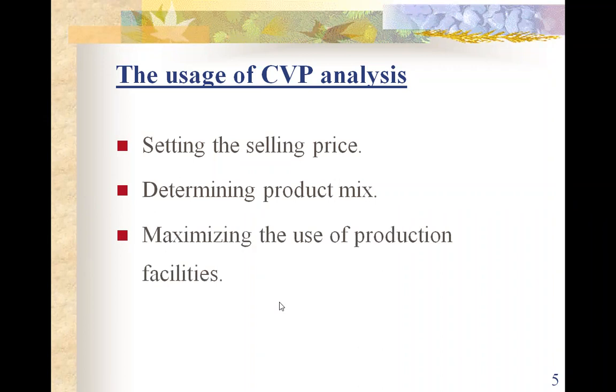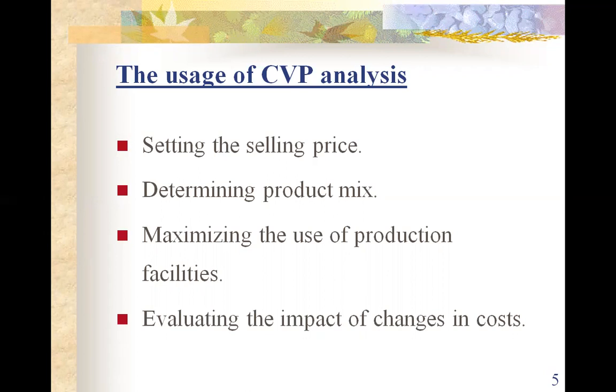And next, maximize the use of production facility. For the CBP analysis, we can maximize the use of production facilities. আমরা অ্যাকচুয়ালি এই CBP analysis এর মাধ্যমে জানবো যে কোন পজিশনে গেলে বা কতটুকু সেল করলে আমাদের কোনো প্রফিট হবে না, কোনো লস হবে না, কিংবা কোন পজিশনে, অর্থাৎ আমরা একটা টার্গেট প্রফিটের উপর ভিত্তি করে আমাদের কতটুকু ইউনিট সেল করতে হবে সেটা আমরা জানতে পারবো। So that's why for the CBP analysis, we can actually maximize the use of production facilities.